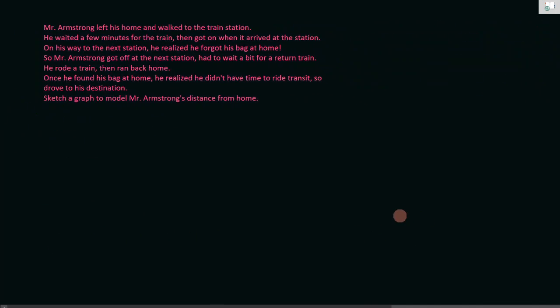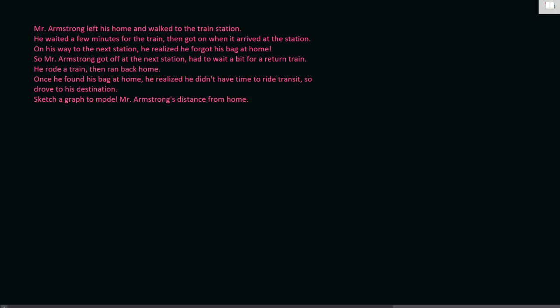Okay, and we can also do the reverse. Here's a story, and we're going to turn this story into a graph. So Mr. Armstrong left his home and walked to the train station. He waited a few minutes for the train, then got on when it arrived at the station. On his way to the next station, he realized he forgot his bag at home. Oh no! So Mr. Armstrong got off at the next station, had to wait a bit for a return train. Then he rode the train and then ran back home. I guess because I'm late. Once he found his bag at home, he realized he didn't have time to ride transit, so he drove to his destination. Sketch a graph to model Mr.